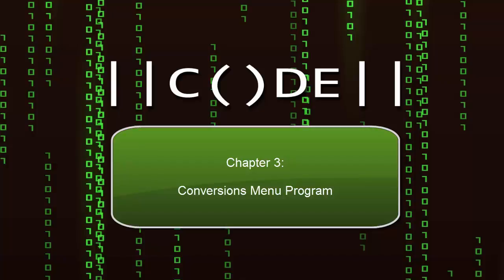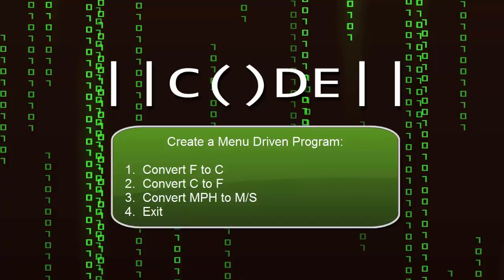What I want us to do for our guided practice is create a menu-driven program that will either convert Fahrenheit to Celsius, Celsius to Fahrenheit, and then we're going to throw in miles per hour to meters per second for our engineering students. So this program is going to have a menu with 4 options, 3 of them being the conversions that I just mentioned, and then the 4th will be an exit.